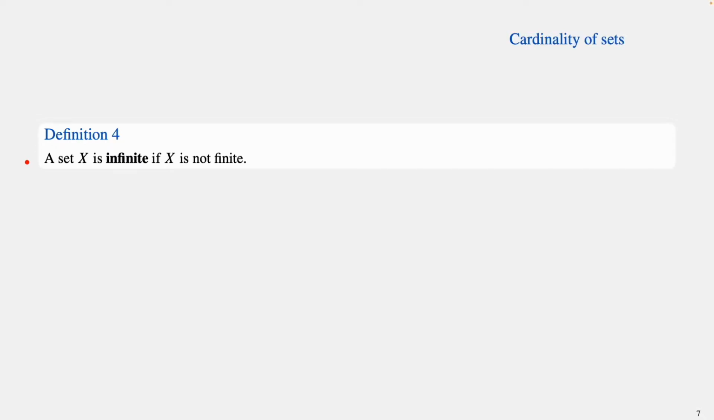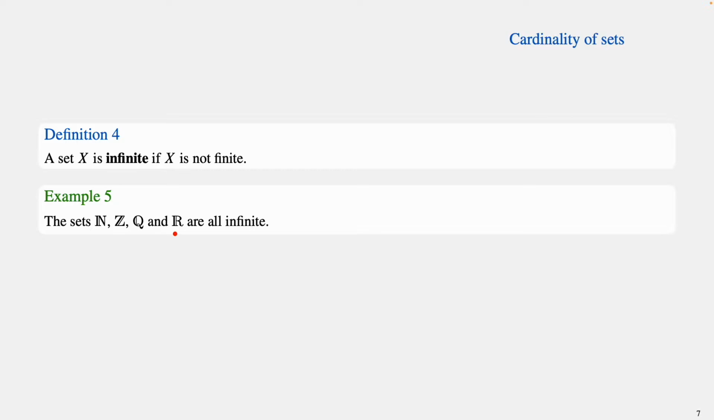Now what happens if a set is not finite? Well, then we call it infinite. A set X is by definition infinite if it is not finite. So if we cannot find a bijection from our set to one of the sets of numbers from 1 to n, then we can say that X is infinite. And unsurprisingly, the sets of natural numbers, of integer numbers, of rationals, and of real numbers are all infinite.